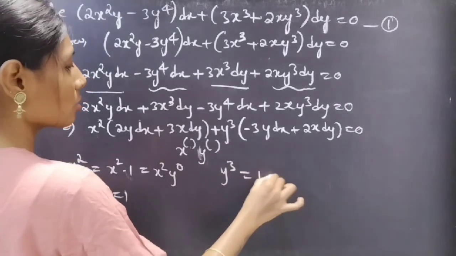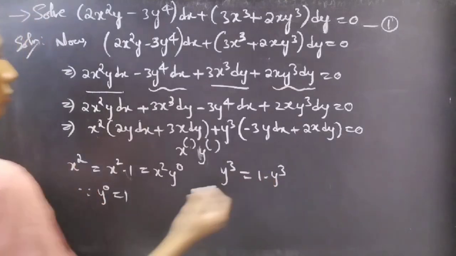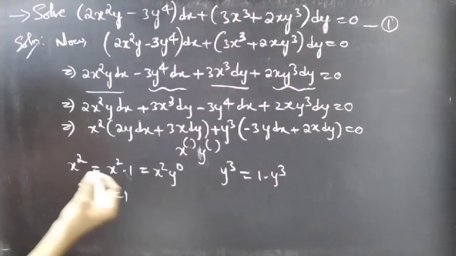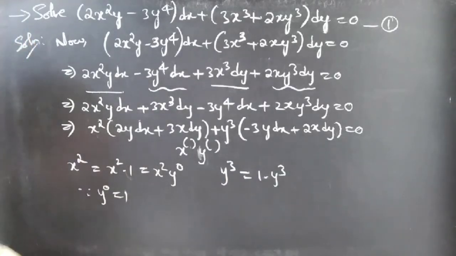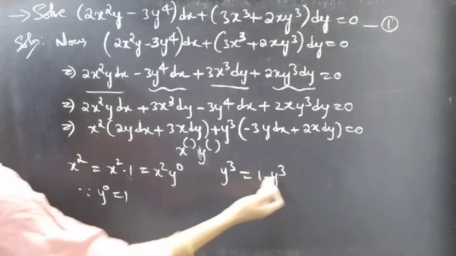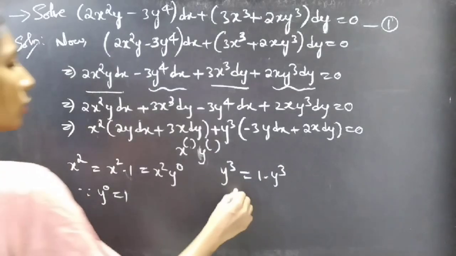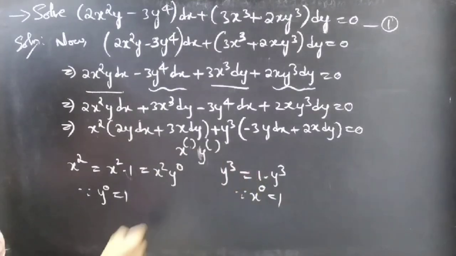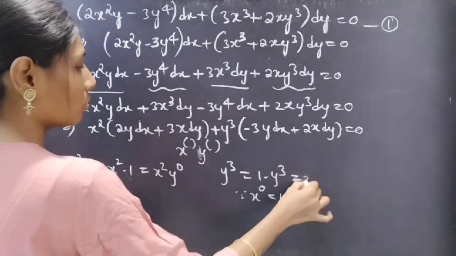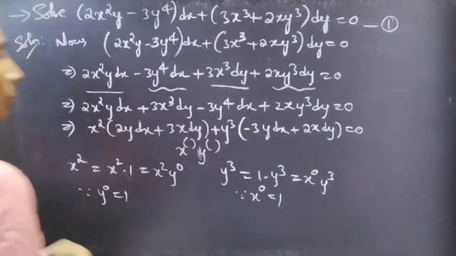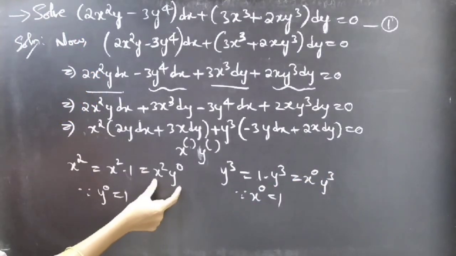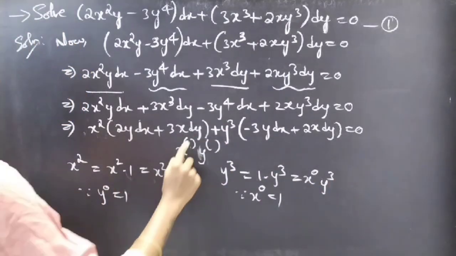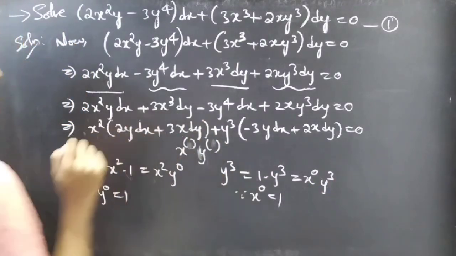You can write this y cube as 1 into y cube, so that you'll get some x term. You can write a term which is an x on the left side beside y cube. Since we know that x power 0 is 1, just replace this 1 by x power 0. Then you'll get x power 0 into y cube. Now you can replace x square by x square y power 0, and replace this y cube by x power 0 into y cube, which is of the x power something into y power something form, right?